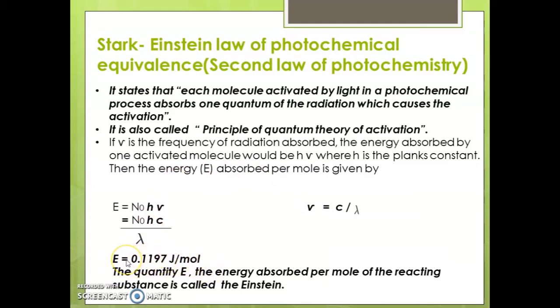What is this E is equal to 0.1197 joule per mole? That is quantity E, the energy absorbed per mole of the reacting substance, and it is called Einstein. This energy absorbed per mole of activated molecules, that is the energy of Avogadro number of quanta, is called an Einstein.